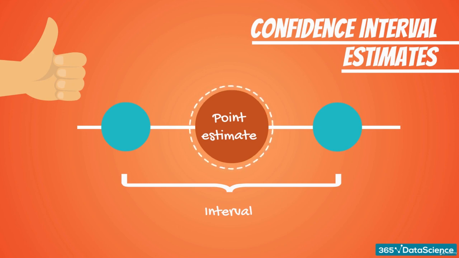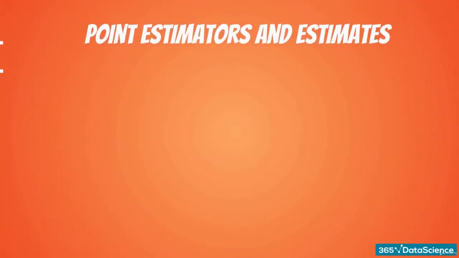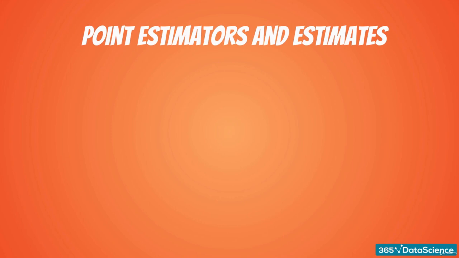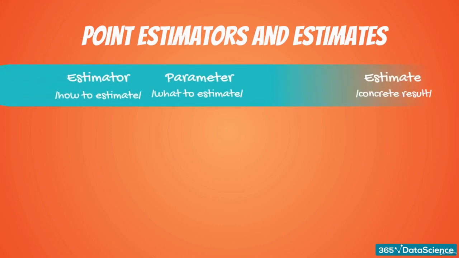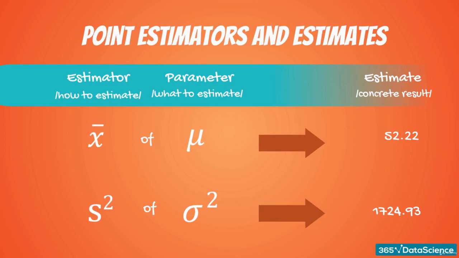All right. Have we seen estimates so far? Sure we have. The sample mean x bar is a point estimate of the population mean mu. Moreover, the sample variance s squared was an estimate of the population variance, sigma squared.